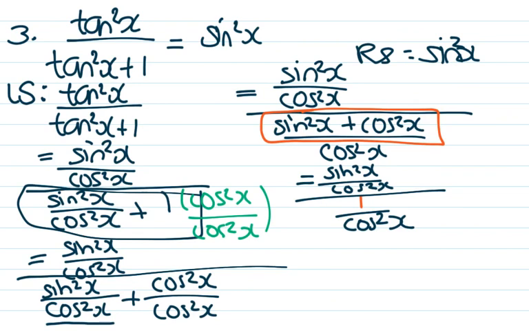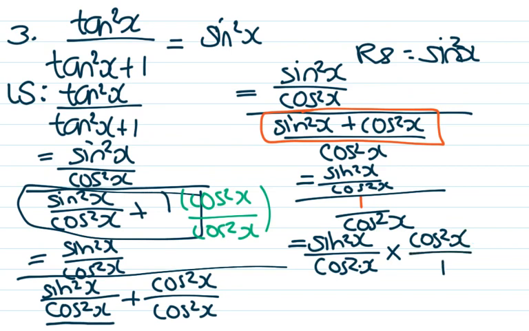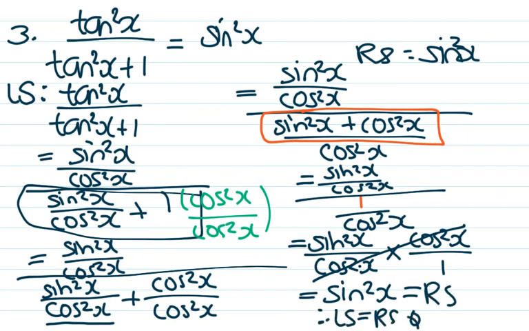Now I have a fraction divided by a fraction, so I can multiply by the reciprocal. So now I have sine squared x over cos squared x times cos squared x over 1. These cos squared x's are going to cancel each other out, and I'm left with sine squared x over 1, which is the same as sine squared x, which is equal to the right side. So therefore, left side equals right side, QED.